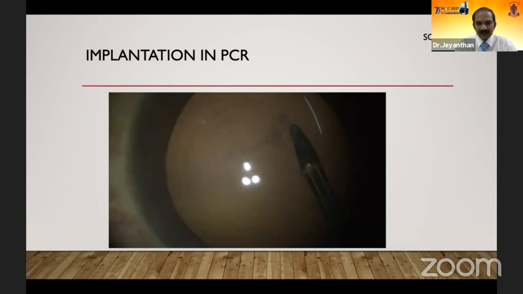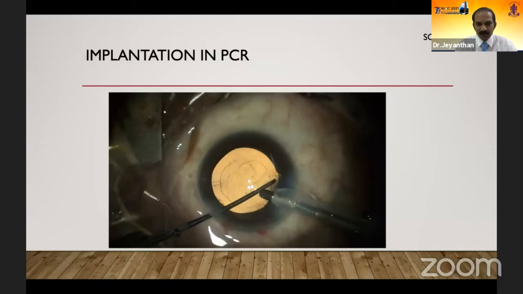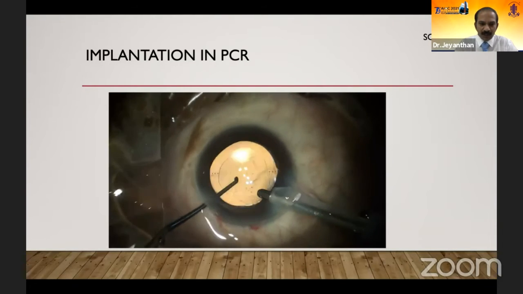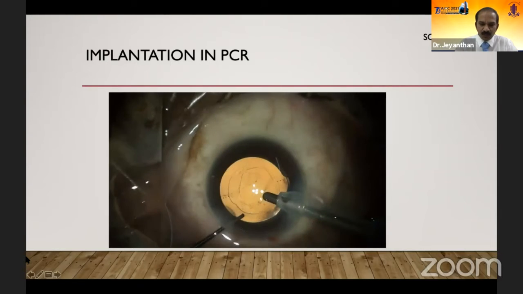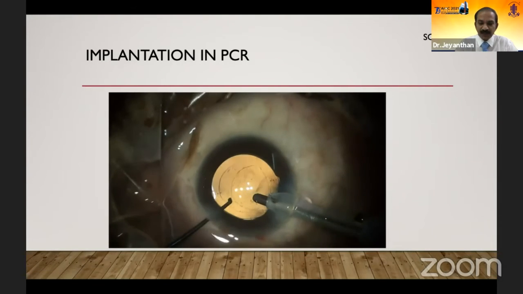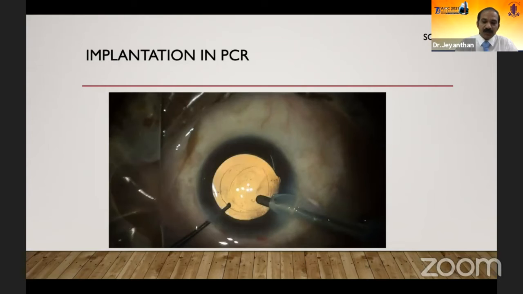Once the rhexis is completed, if the rhexis is good, you can go ahead and implant the toric IOL. And the key here is to always make sure the wound is completely hydrated in the procedure, the viscoelastic is completely aspirated, and make sure there is no vitreous strand.